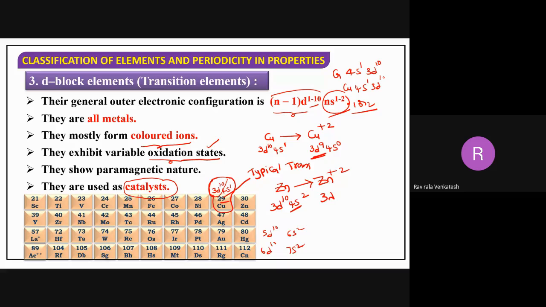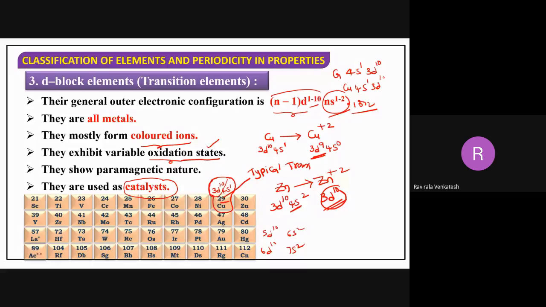So in that case also it is 3d10, even in the oxidation state. It is exhibiting completely filled configuration. Generally this 2B group exhibits plus 2. So that is the reason I have taken it like that. So understood my point here?